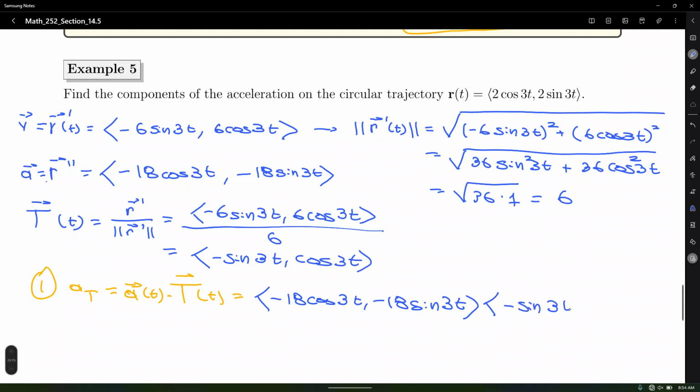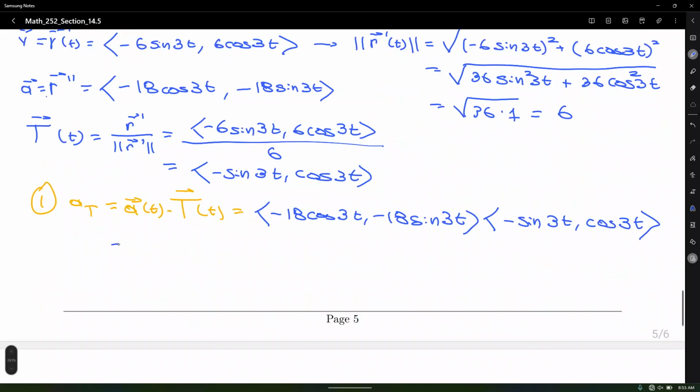Negative sine 3t, cosine 3t. So the dot product equals negative 18 cosine times negative sine, that's 18 sine 3t cosine 3t, plus another minus 18 sine 3t cosine 3t. Combining like terms, this is going to be 0, right? We will make geometric sense out of this, you'll see. That's just halfway through the problem. We just got the length of the shadow of the acceleration onto the tangential.